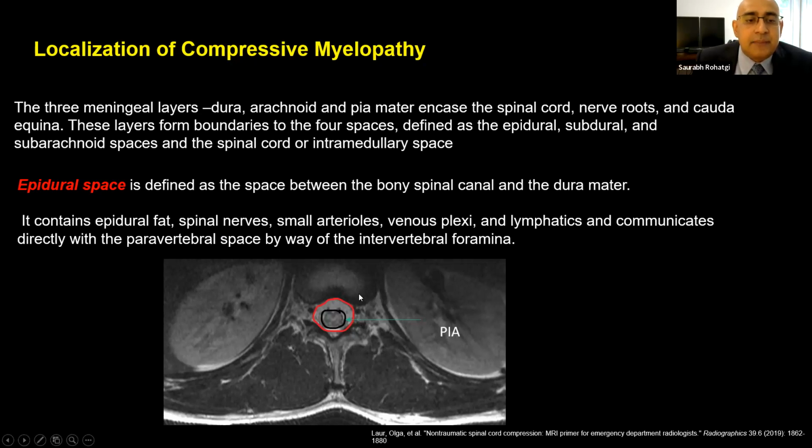This epidural space is a space defined between the bony spinal canal and the dura mater. The one in red is the dura mater. Anything outside of this is the epidural space, and this contains the epidural fat, the spinal nerves, the arterioles, the venous plexi, and lymphatics, which communicate directly with the paravertebral space.